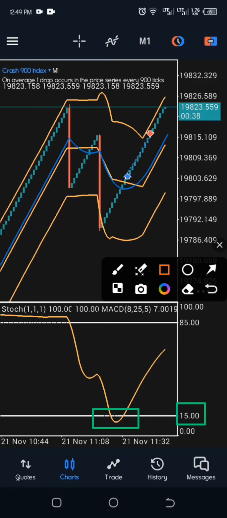Now what do we want to see in our main chart? Listen to this, guys. In our main chart, we want to see the price spike and come and touch the first Bollinger Bands line. After we see this spike to the first Bollinger Bands, we are now waiting for the price to come back and break.